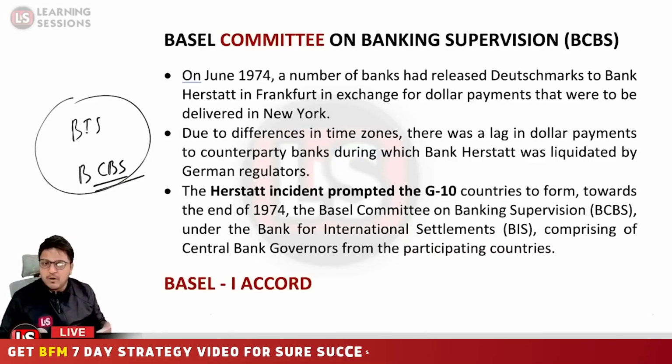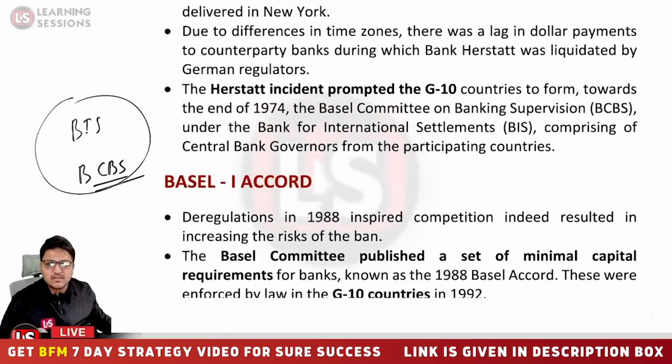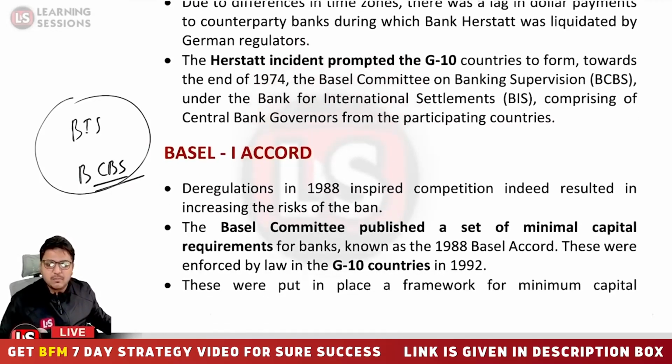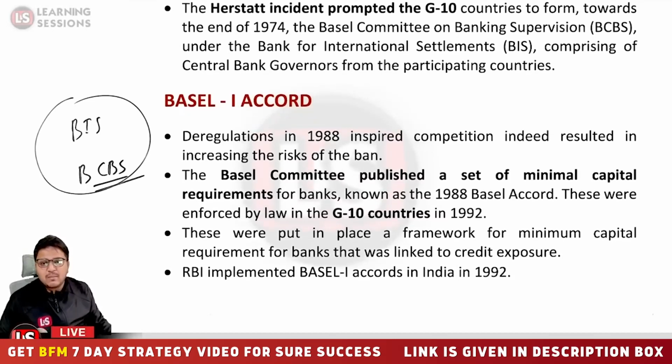But Basel is importantly concerned about three main risk types: credit risk, market risk, and operational risk. The Basel I Accord was basically covering only two types of risk before, that is credit risk, and market risk was further added to it in 1996. RBI implemented, you need to memorize these things, RBI implemented Basel I Accords in India in 1992.